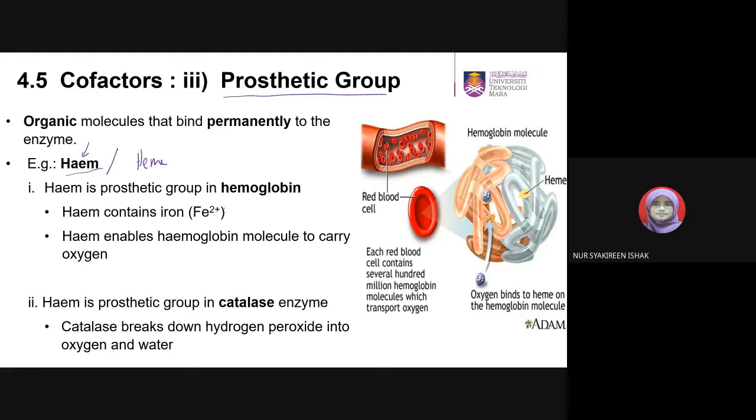It contains a ferrum ion. Heme enables hemoglobin molecules to carry oxygen. Another place where you can find heme is that it is the prosthetic group found in the enzyme catalase. Catalase, as we saw in chapter 2 on organelles, is the enzyme found in the organelle peroxisome, where it is involved in the reaction to break down hydrogen peroxide into oxygen and also water.